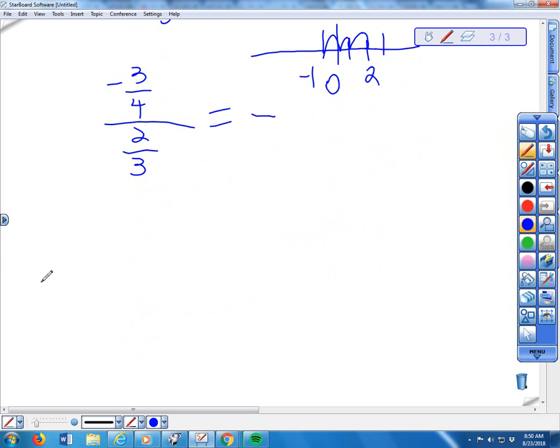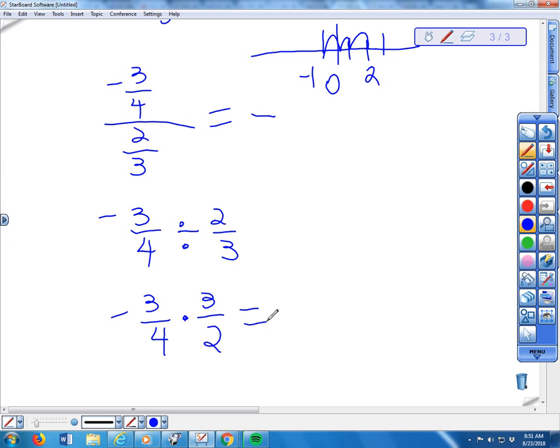Now, the way I could write this so that it makes more sense to you: negative 3/4 divided by 2/3. That's what this means. If you need to write it this way so you can understand it, then do that. Give yourself all the tools you can as you're going. So I know this is negative 3/4 times what? A negative times a positive is a negative. 3 times 3 is 9 over 8. I got it right. Good job.